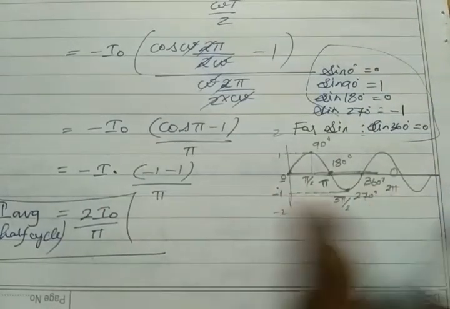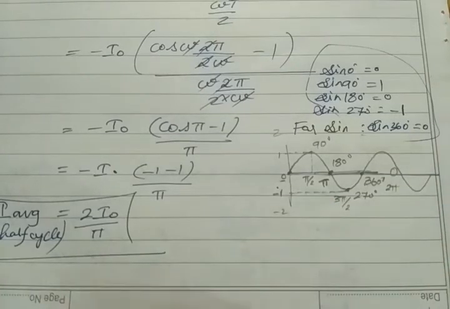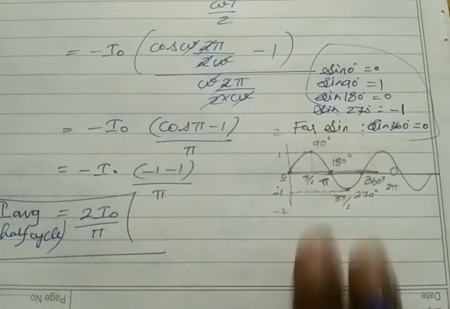If you remember this graph, simply draw the graph. If you are confused about the value, if you don't know the value of sin 180, sin 2 pi, or sin 3 pi by 2, simply draw the graph and you will get all the values. Okay, this is for sine.